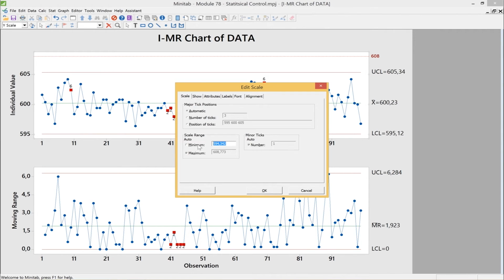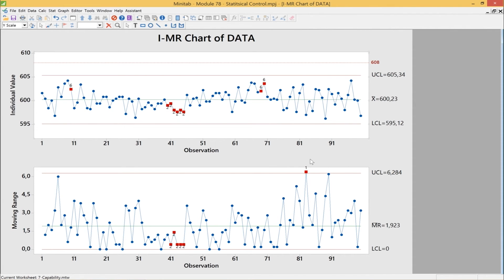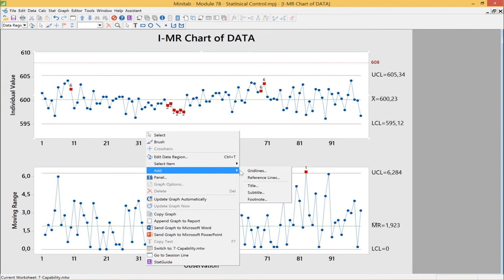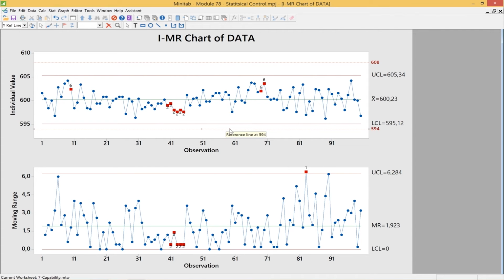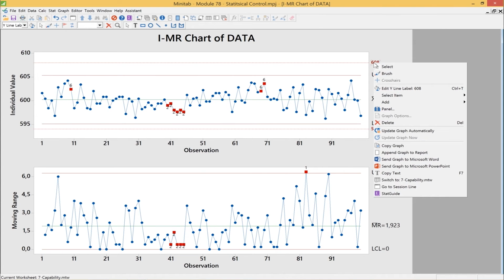What I want to do is change the minimum, and so I'm going to change that to 592, for instance. And now I can see this. I don't see 594. So let's insert reference line. Now I see the 594. Okay. So now if those are the specification limits, I see the spec limits are outside the control limits. The grand mean is here. So all of these pieces of variation are not actually hurting me in terms of nonconformance with the specification.